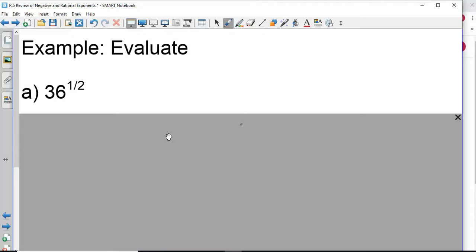The fraction exponent can be written as a radical. When you do that, the denominator is your index on the radical. Now, on a square root, you don't have to write the 2. I'm just showing you exactly where this is coming from. The numerator is just like an exponent. So really, all this problem is asking me to do is the square root of 36, which is 6.